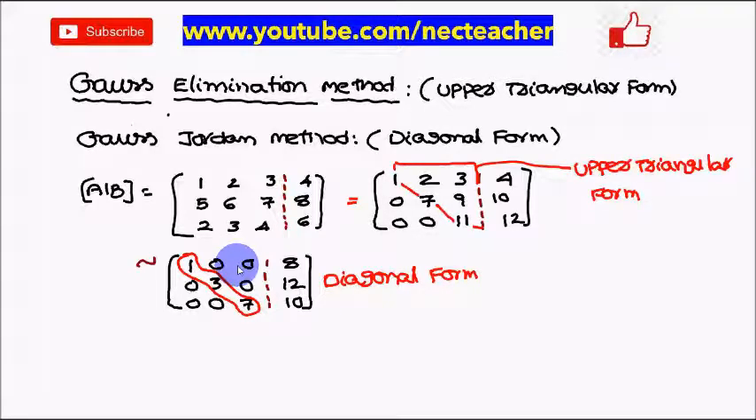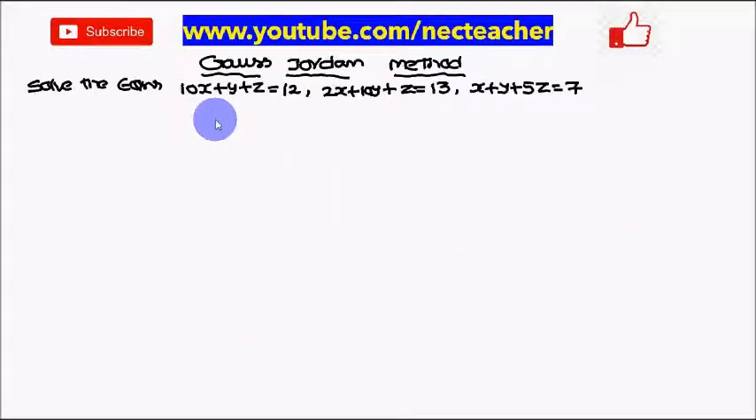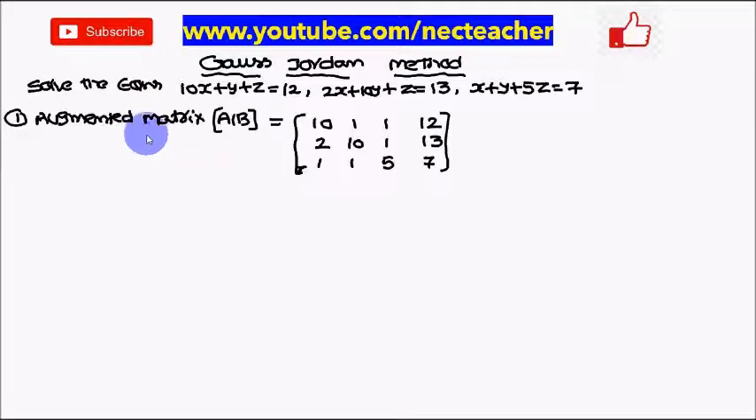We will consider one example. In Gauss elimination, only the upper triangle exists, the upper triangular form. Now we consider one problem. Solve the equations. Now consider the augmented matrix A by B. Write the coefficients of x, y, z. Therefore 10, 1, 1 and 12. Similarly 2, 10, 1, 13, 1, 1, 5, 7.